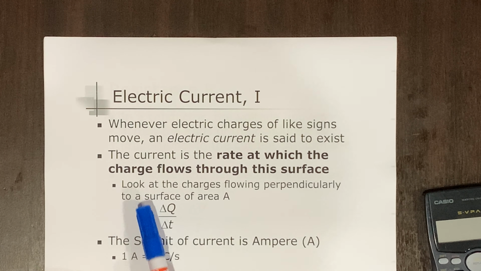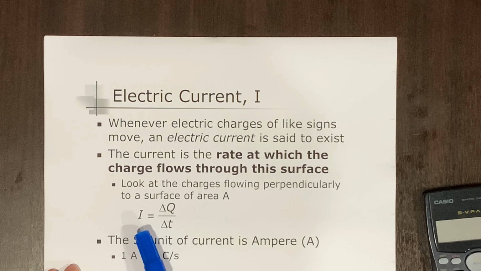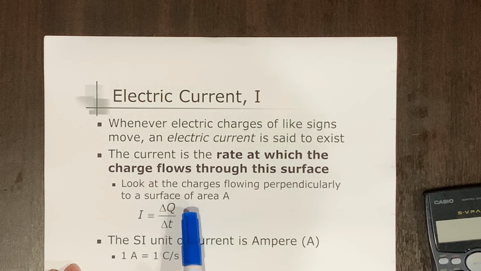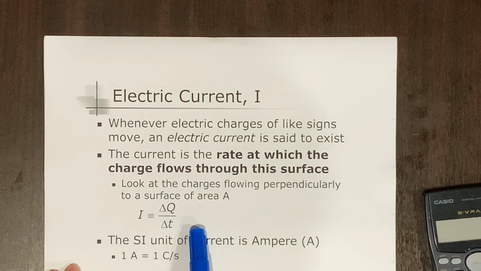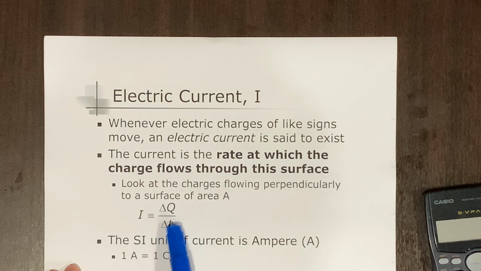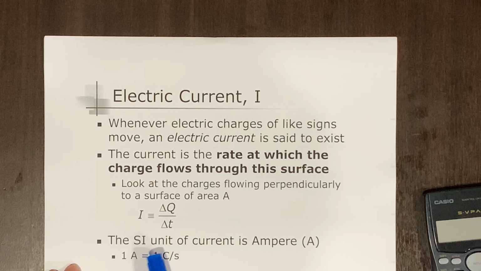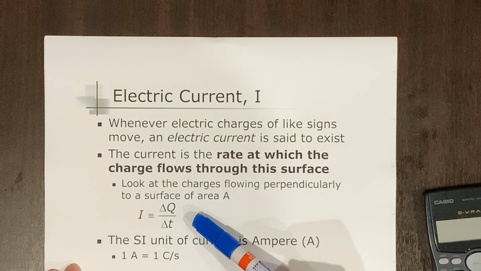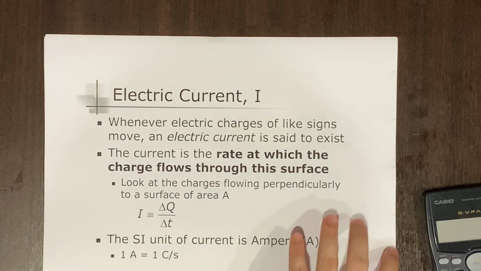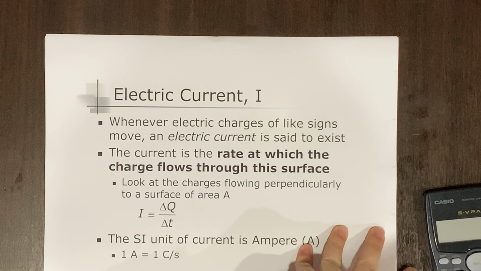Okay, so the equation to find current: current is equal to charge over time, delta Q over delta t, change of charge over change of time. The SI unit of current is ampere, or coulomb per second, because it is charge over time. C over s, coulomb per second.